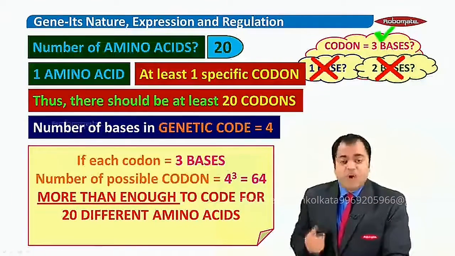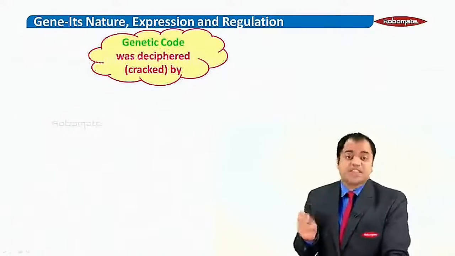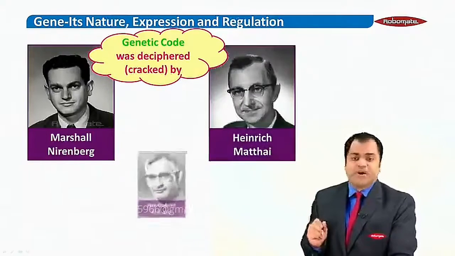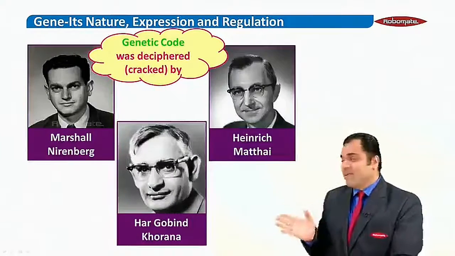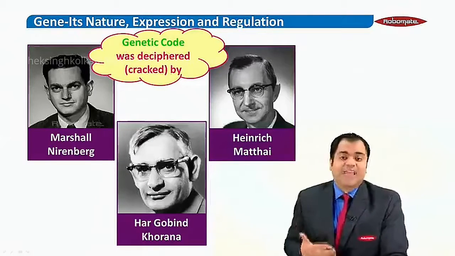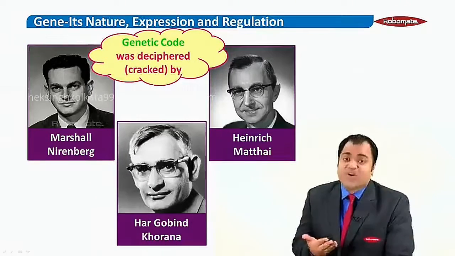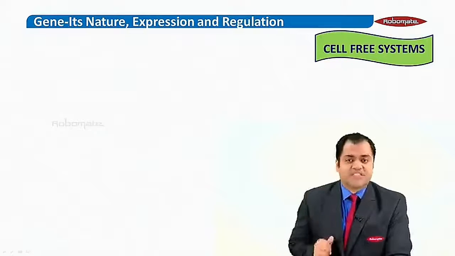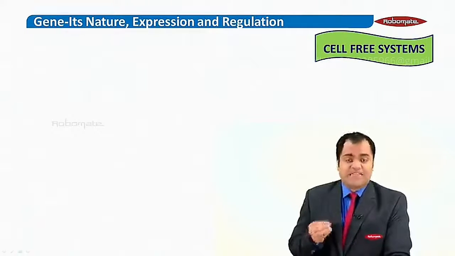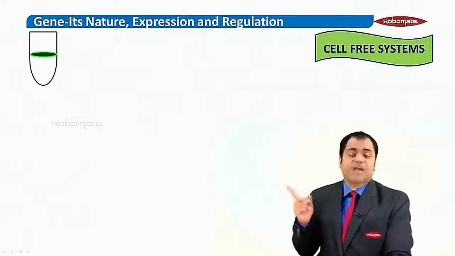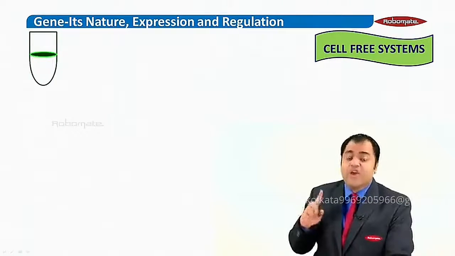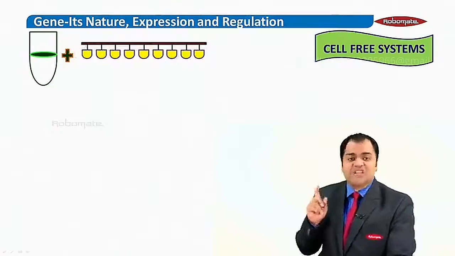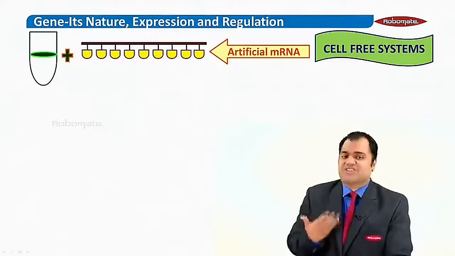Moving on, the entire genetic code was deciphered or cracked by 3 scientists. Who were they? They were Marshall Nirenberg, Heinrich Matthaei, and our very own Hargobind Khorana. How did they go about doing it? How did they decide which codon codes for which amino acid? Let us see. So they basically used cell-free systems, which means they did their experiments in a test tube. They would take a mixture in a test tube which had everything needed for protein synthesis except messenger RNA. To this they would add a messenger RNA, which they called artificial messenger RNA.